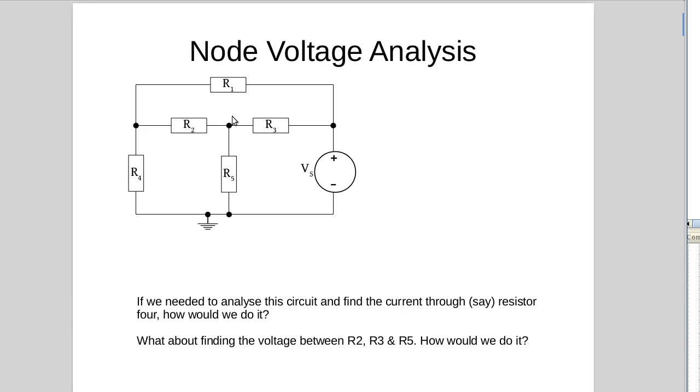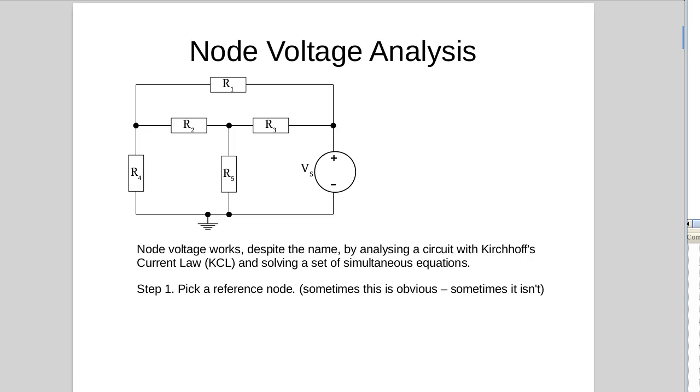What if we were looking to find, for instance, the voltage at this point? Or what if we were trying to find the current through this resistor? How do we go about that? Node voltage analysis uses Kirchhoff's current law. There's a number of steps.